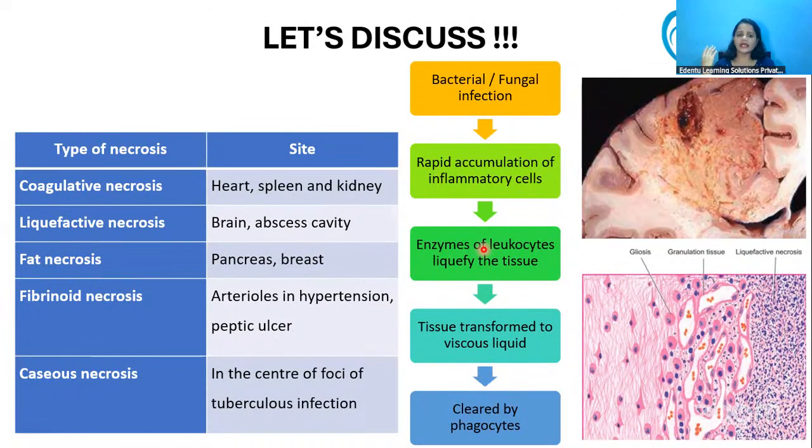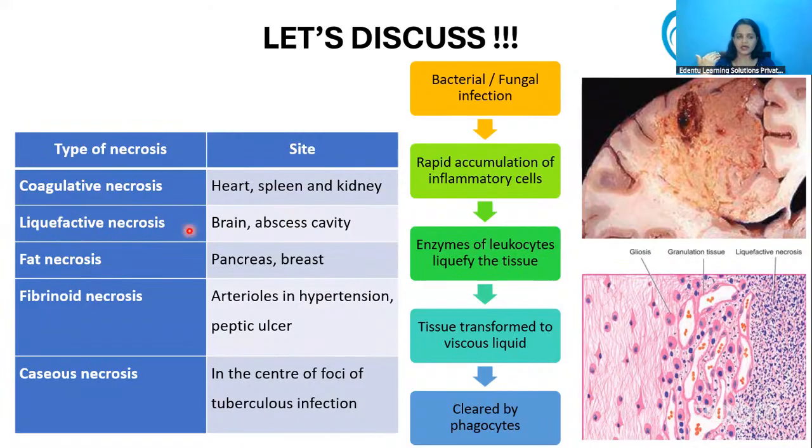For example, in heart, spleen, and kidney, you will be mainly seeing coagulative necrosis, whereas in brain and in case of abscess cavities, you will mainly see liquefactive necrosis. In pancreas and breast, you will see fat necrosis. In case of ulcers or the arterioles in hypertension, mostly fibrinonecrosis is seen. And in case of TB infection, mostly caseous necrosis is seen. So this table is really important because they can ask any clinical based questions related to this.